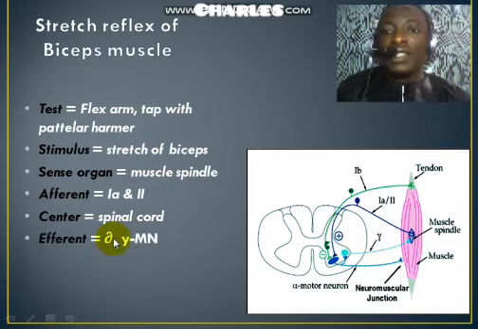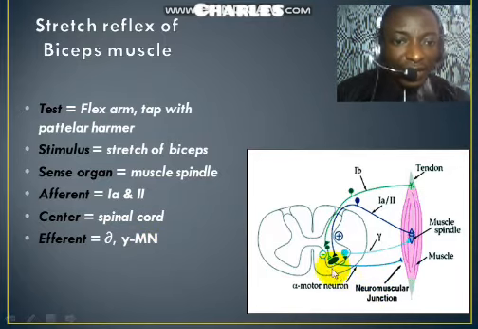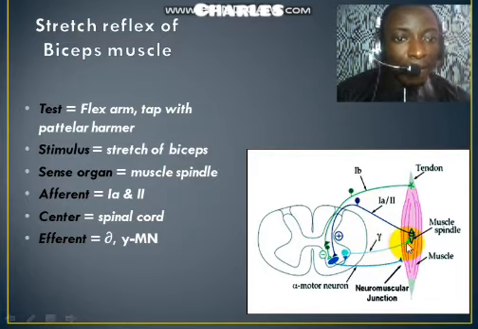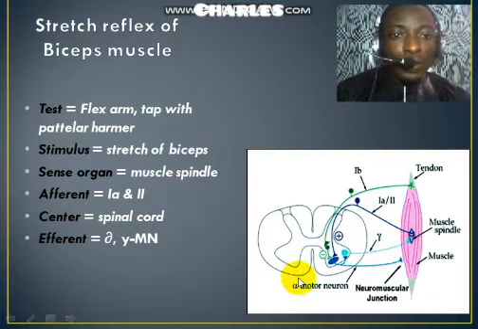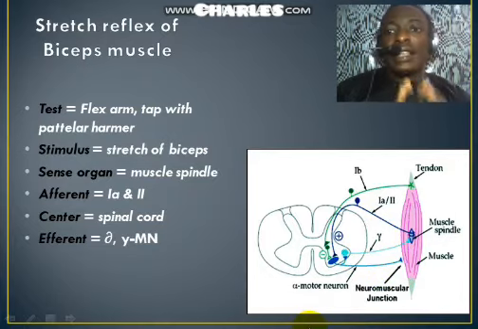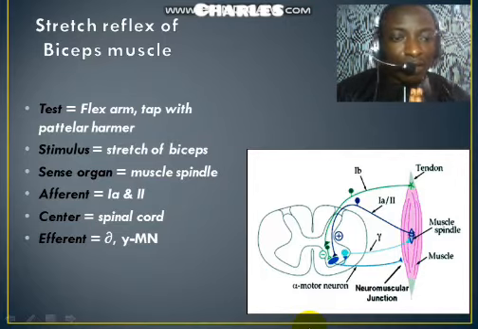Now the efferent neurons are the alpha and the gamma motor neurons. This neuron here represents the alpha motor neuron. It is written down here, alpha motor neuron, whereas this one here represents the gamma motor neuron. Both the alpha and the gamma motor neurons constitute the efferent neuron of the stretch reflex of the biceps muscle. Hope that is clear. Fantastic.